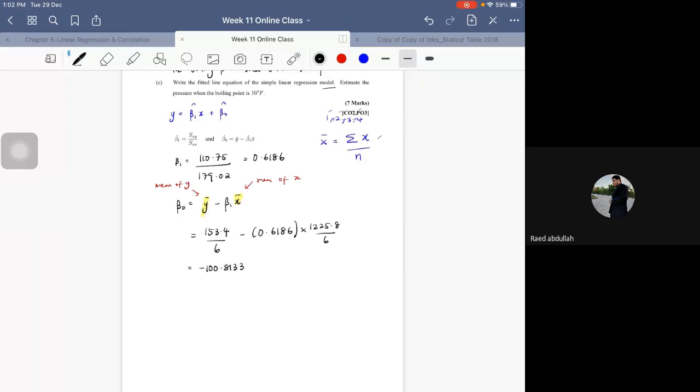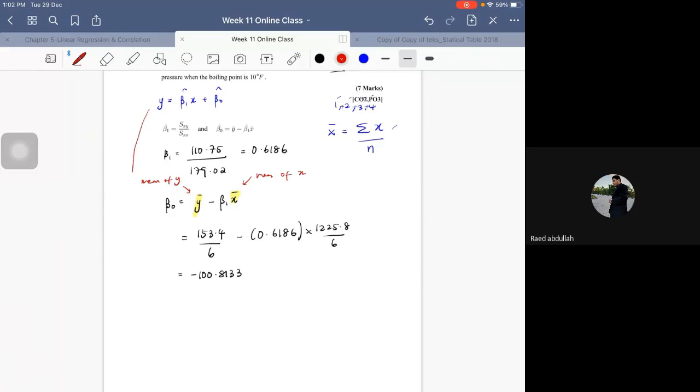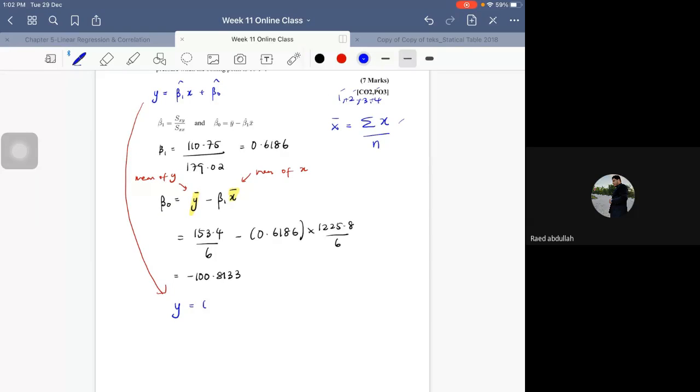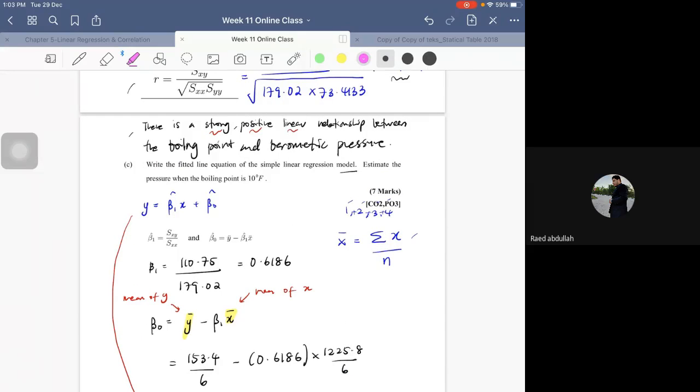So now that we already have all those values, all we have to do is substitute back into our model. According to the values that we get, our model y is going to be given by beta 1, which is 0.6186x plus beta naught, so plus negative. Of course, it's going to be negative, so I'm going to have minus 100.8133. So this is going to be our model. Basically, this model is ready for prediction. If I have the value of y, I can find the value of x and vice versa. If I have the value of x, I can find the value of y. So this is what we're going to do next. We are going to use this model for prediction.